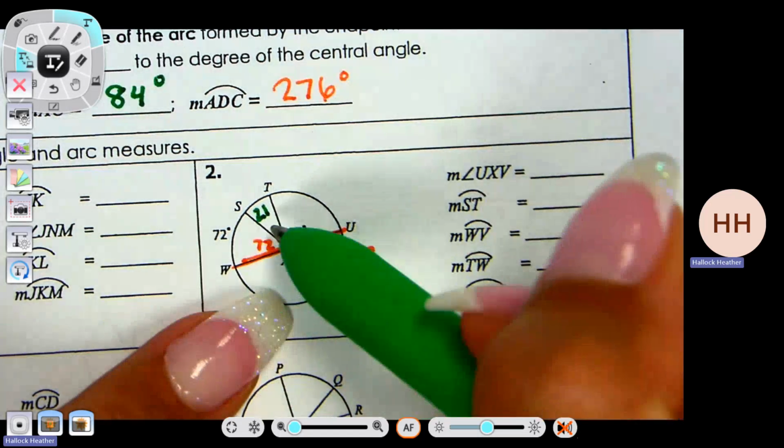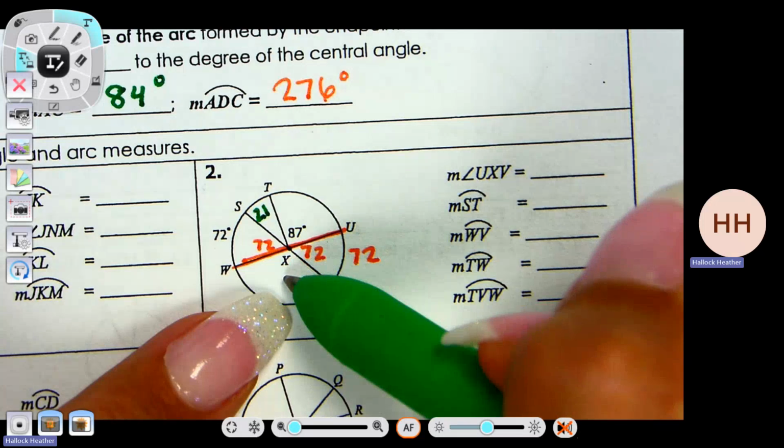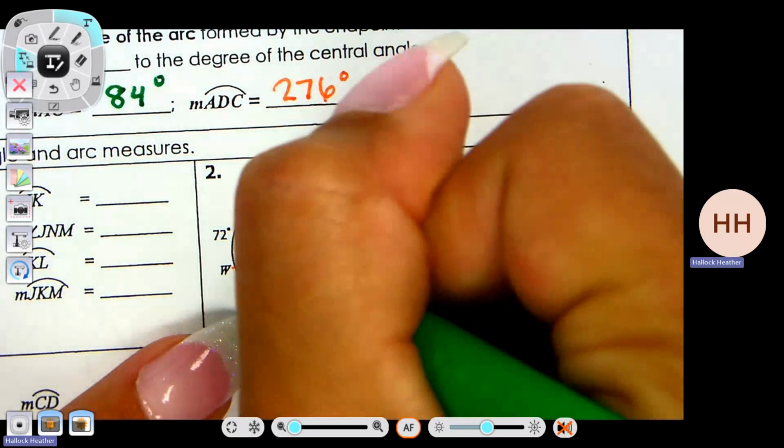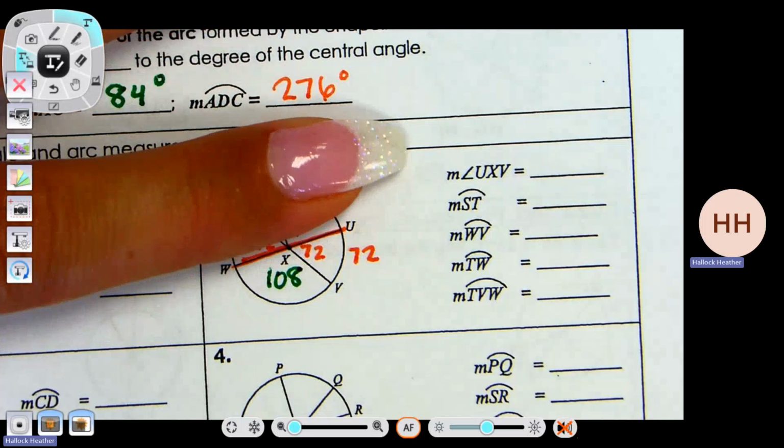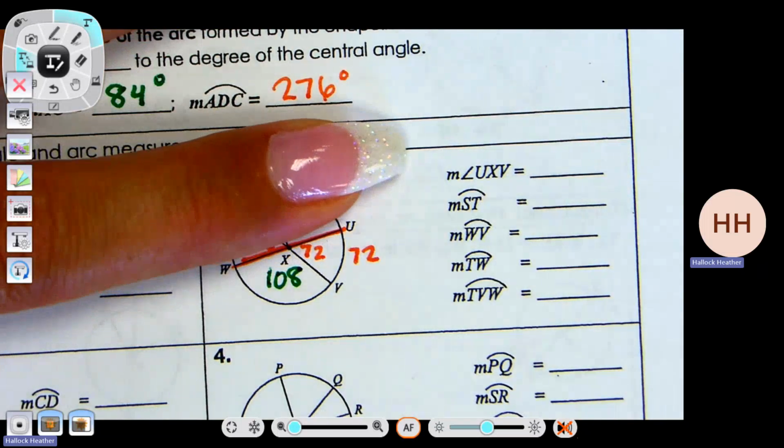Okay, because vertical angles are congruent. So 21 plus 87, how much does that make? 108. You could also look at it this way. That also makes 180. So you could take 180 minus 72. There's like 20 different ways to do these. Okay, so it's just however you're thinking.